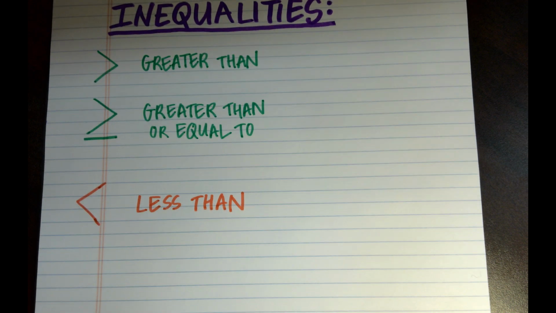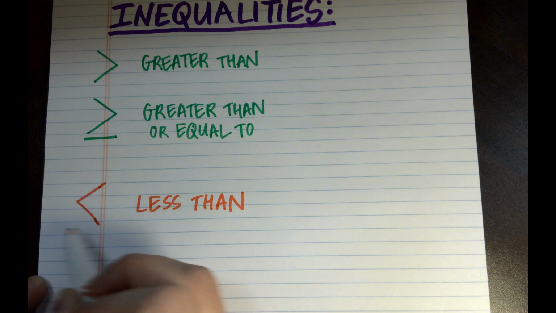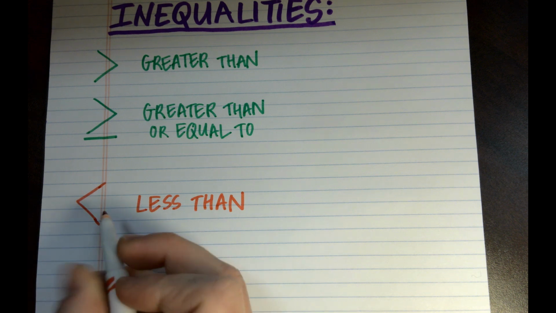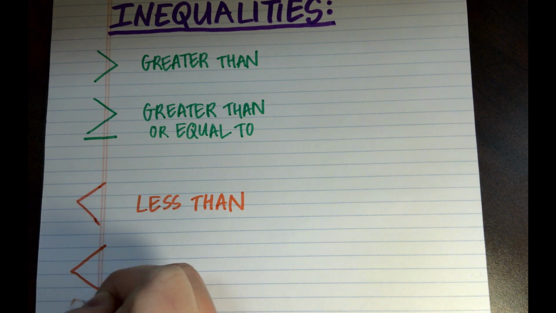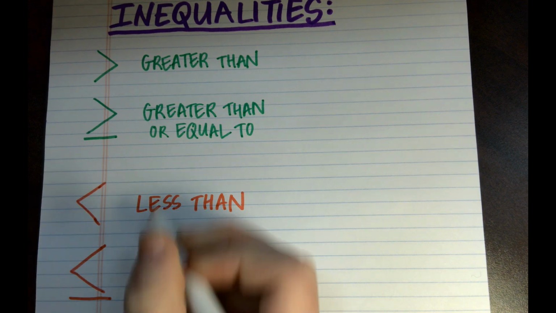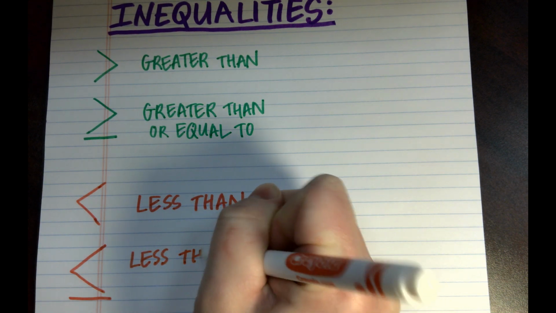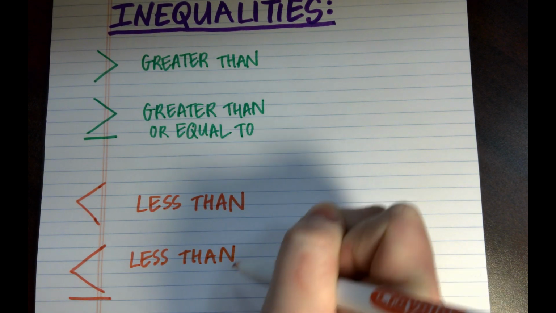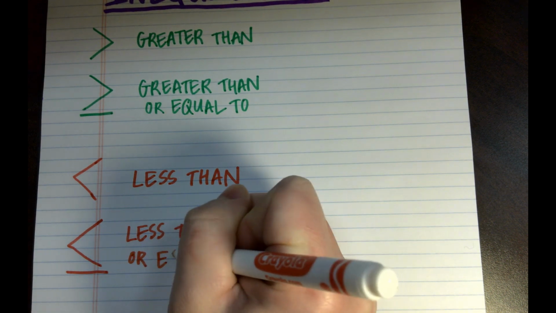And what do you think I'm going to draw next? Less than or equal to. Good. Less than or equal to. Same symbol, just with half of an equal sign under it. So let's do that. Is less than or equal to.